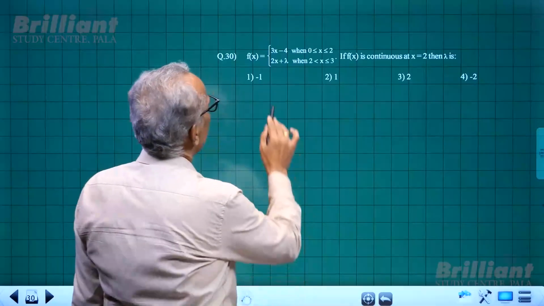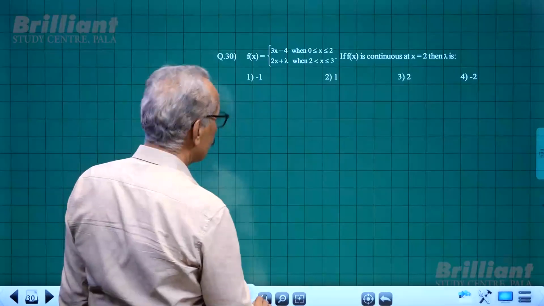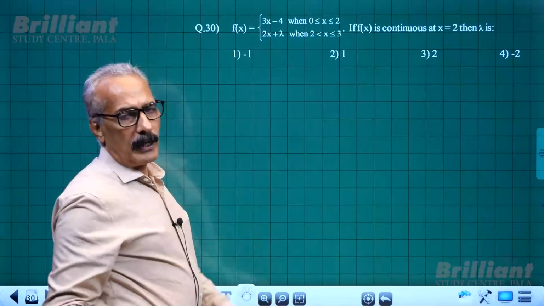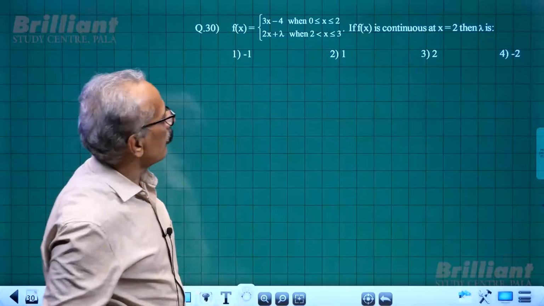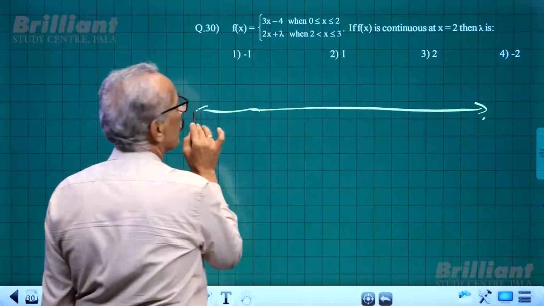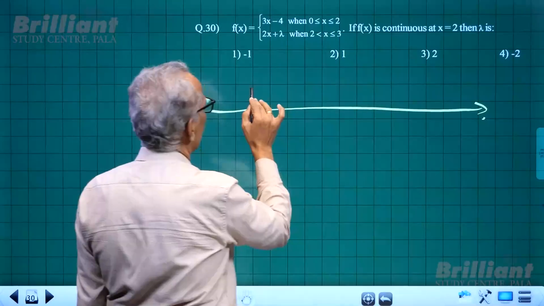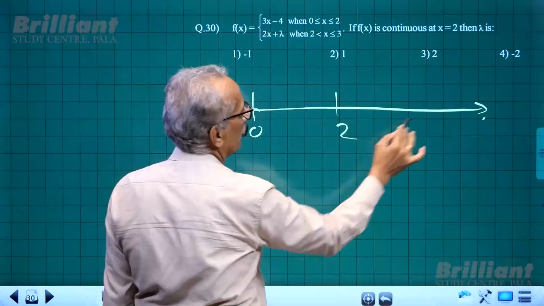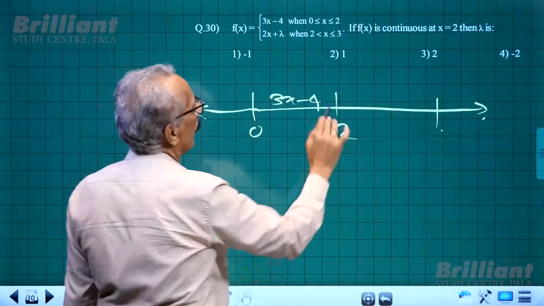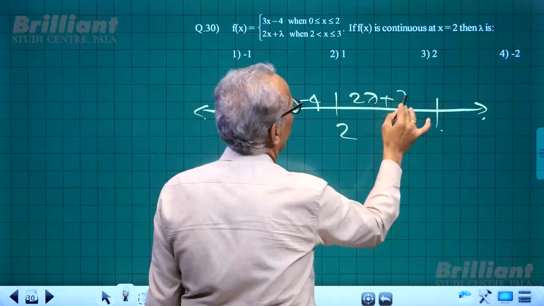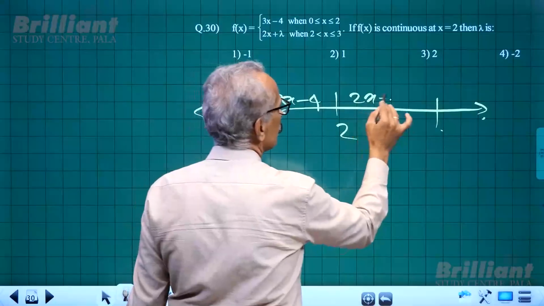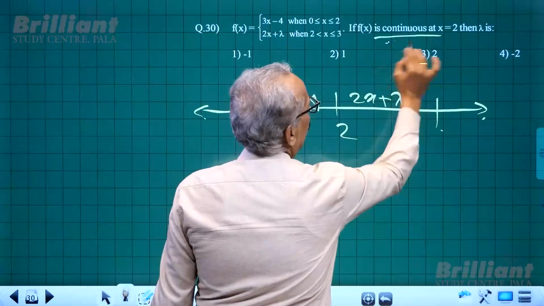This is the question. f(x) is equal to 3x minus 4. As I discussed in the beginning, you can easily calculate that. How do we calculate? We draw a number line immediately. This is 0, then 2, then 3. In the interval 0 to 2 we have 3x minus 4, and from 2 to 3, 2x plus lambda.